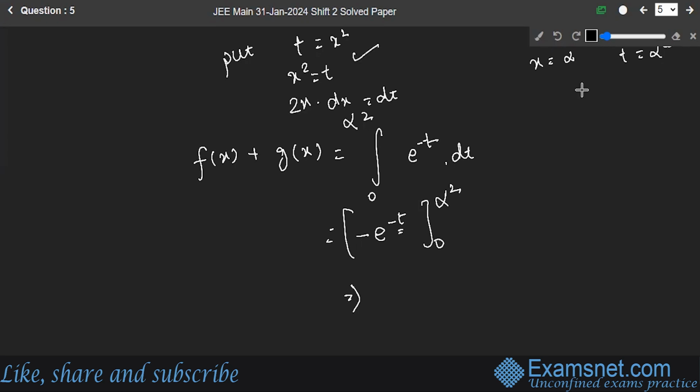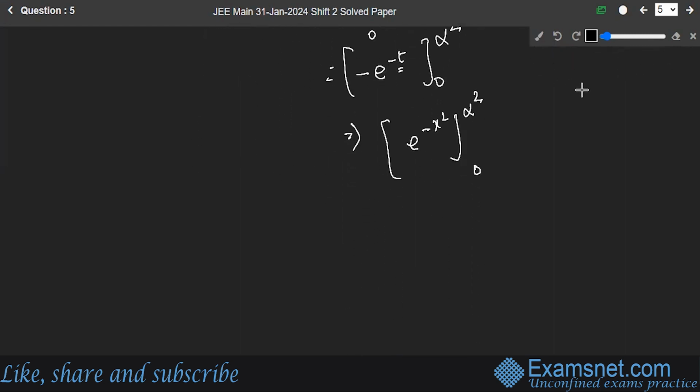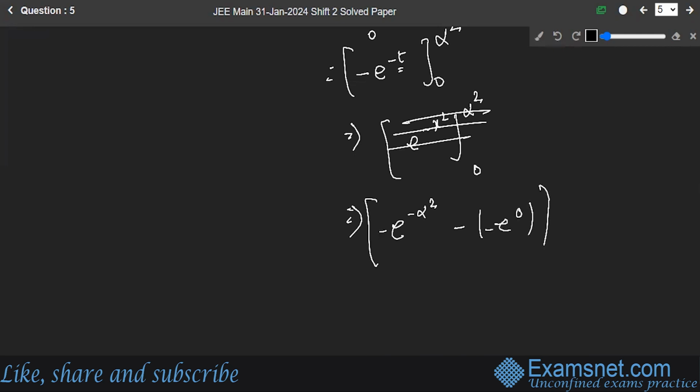T was equal to x square. So this is equal to e raised to power minus x square. And here is alpha square 0. So this will give me e raised to power... No, there is no need to put this x square thing. It will be like I have utilized using this. So it will be e raised to power minus alpha square minus of minus e raised to power 0, which will give me 1 minus e raised to power minus alpha square.